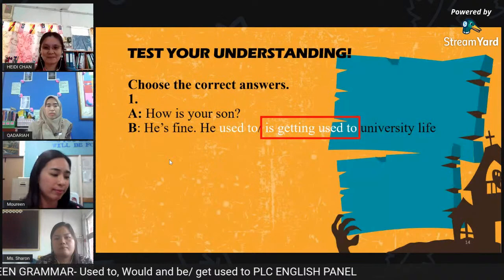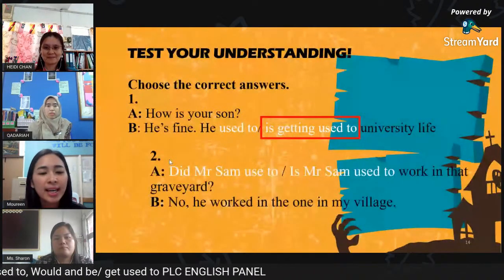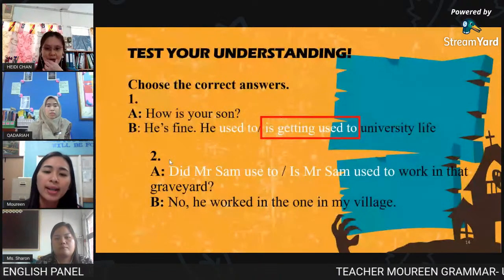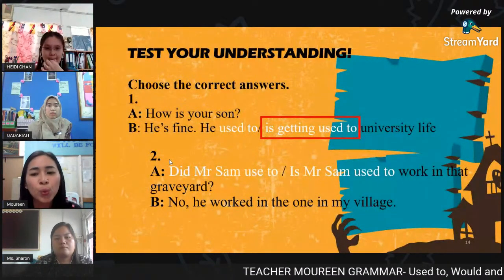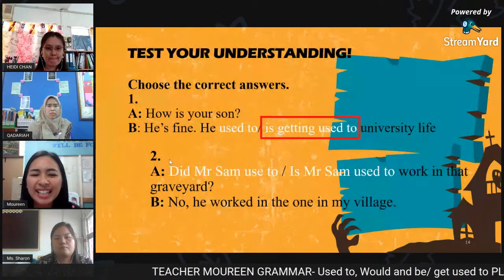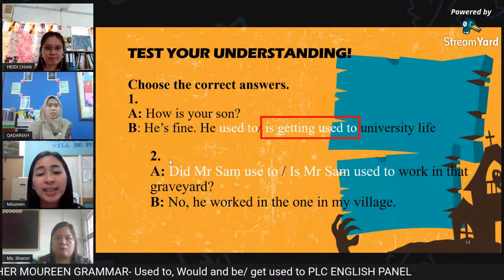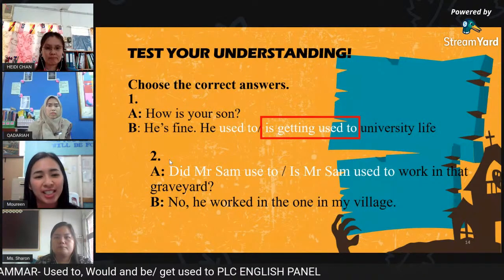Second question. Did Mr. Sam used to or is Mr. Sam used to work in that graveyard? No, he worked in the one in my village.